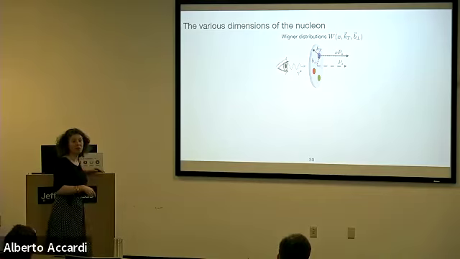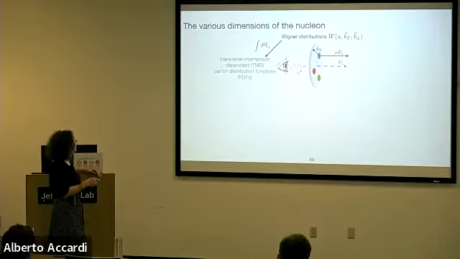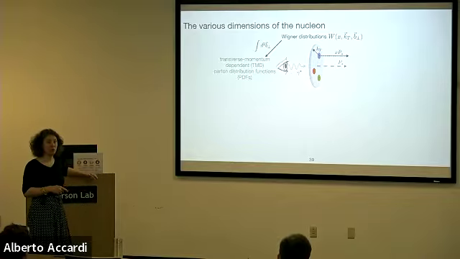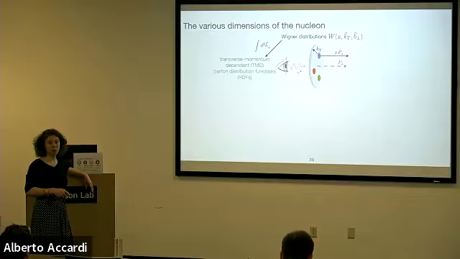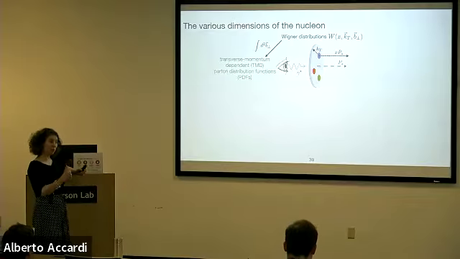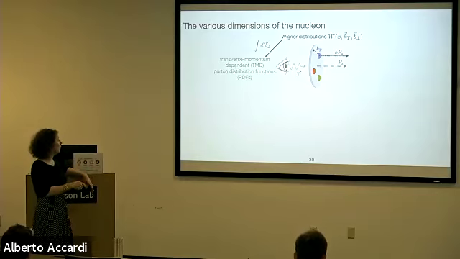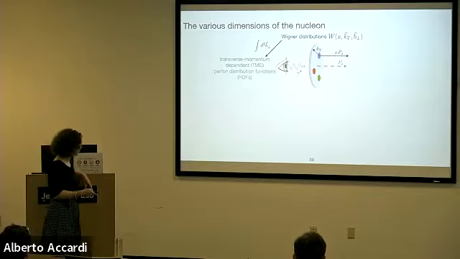Now, from these Wigner distributions, we basically don't know anything, but if you integrate them over transverse position, you obtain so-called transverse momentum dependent parton distribution functions. So they tell us what the probability is to find a quark or a gluon as a function of its longitudinal momentum fraction x and as a function of its transverse momentum. And you have two components. Let's say that the longitudinal direction is the z direction. Then this transverse momentum has an x and y component. So we are at a three-dimensional picture of the nucleon.